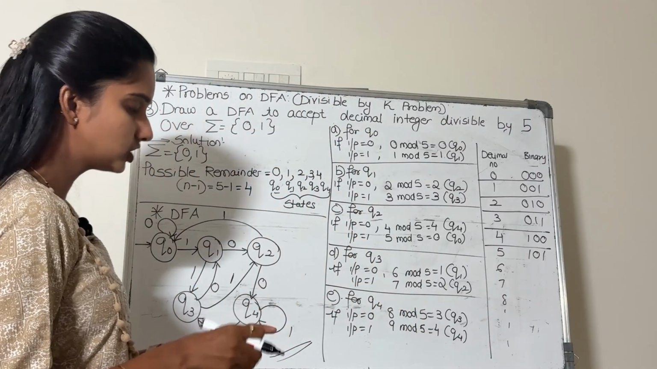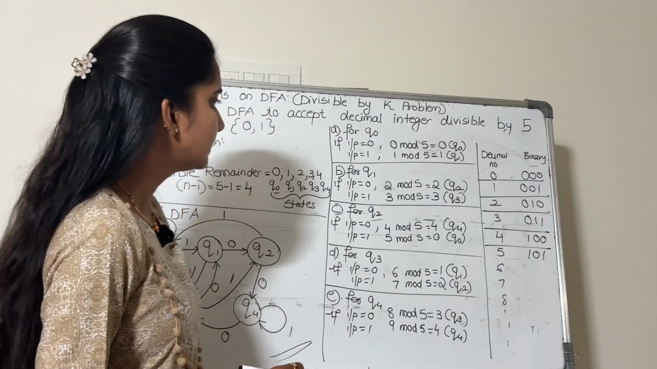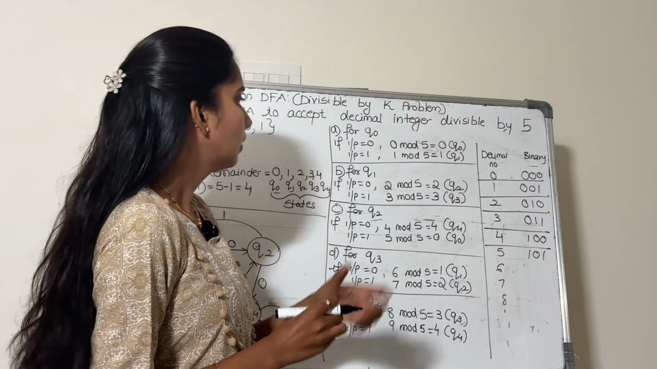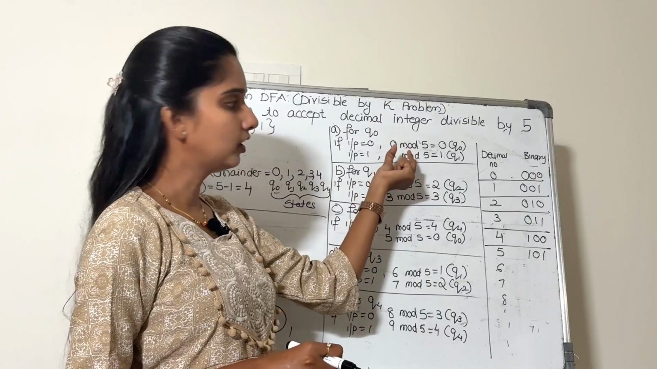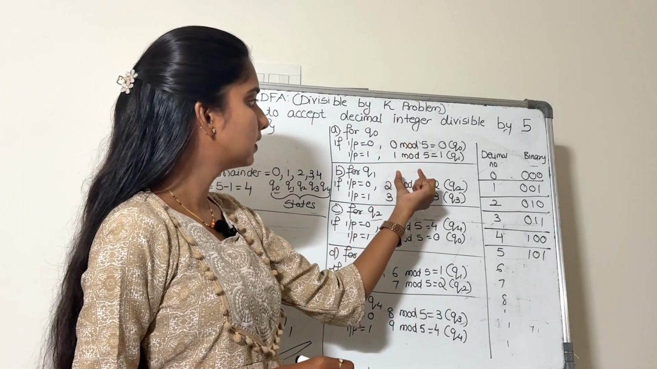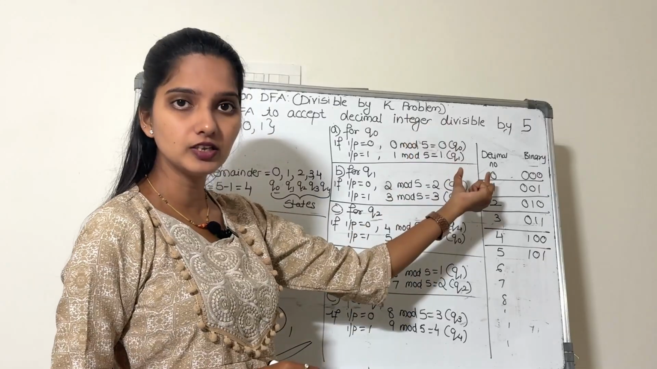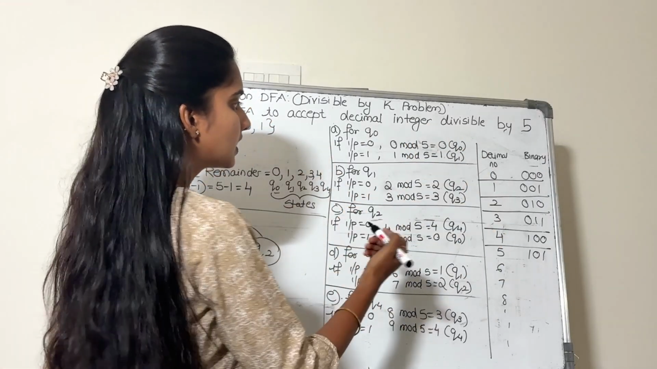Now let us check which decimal number is divisible by 5. So how do we know that? Which number is divisible by 5? Whatever numbers we have taken over here, like for example 0 1 2 3 4 5, whichever number gives us a remainder as 0, that particular decimal number is divisible by 5. Now let's see who is giving us 0.